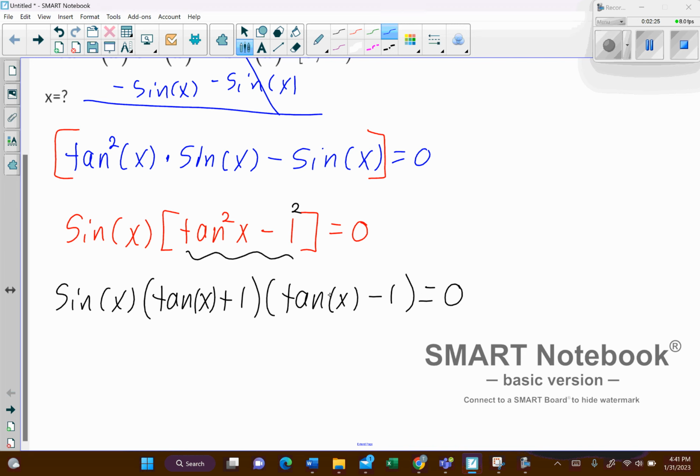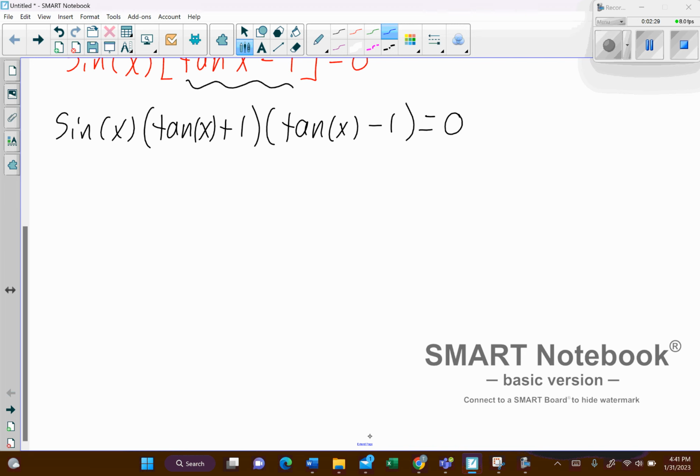So what we do now is set these all equal to 0 and solve, and that's how I find my solutions, because they're all getting multiplied together. If any of them equals 0, the whole thing goes to 0. So the first one we're going to have is sine of what angle gives me 0? We'll have to figure that out in a second.